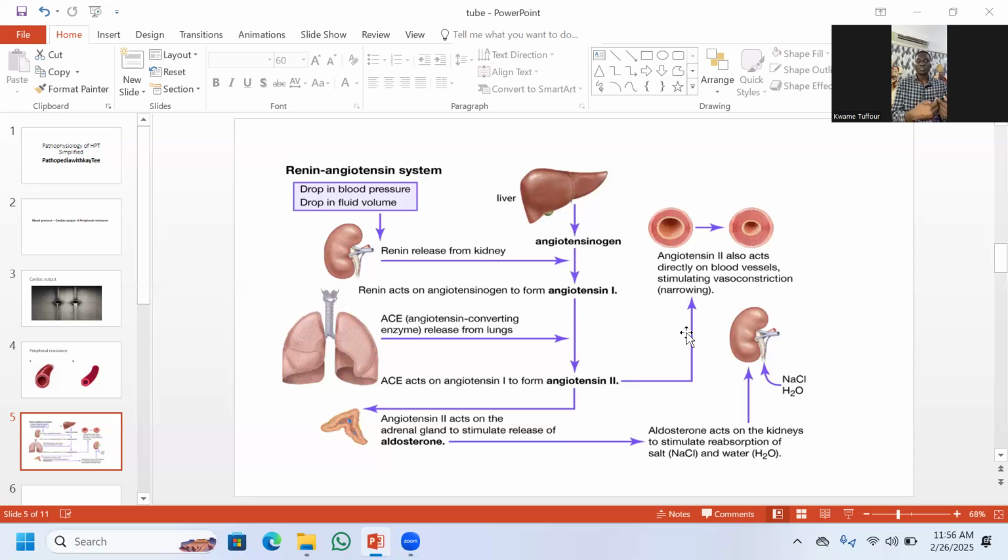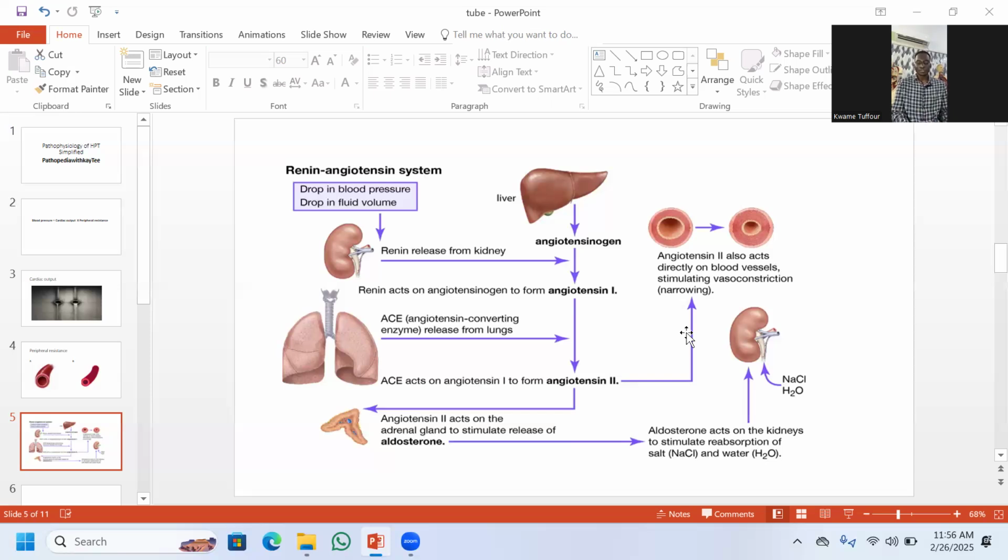So blood flowing through the vessels will meet so much resistance. And we all know that peripheral resistance is directly related to blood pressure. So once peripheral resistance increases, the blood pressure will also increase.